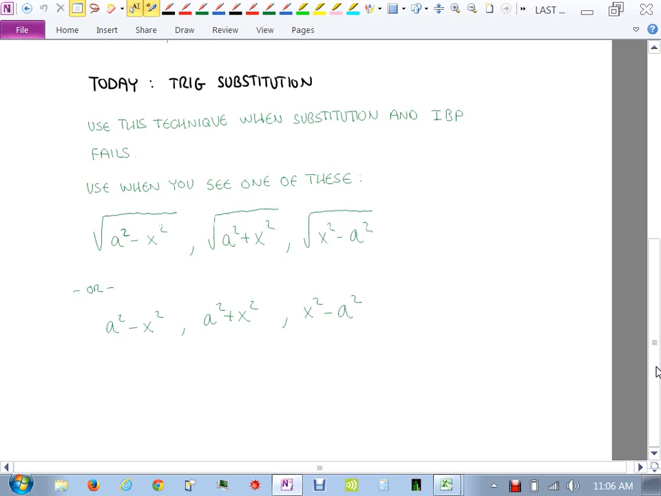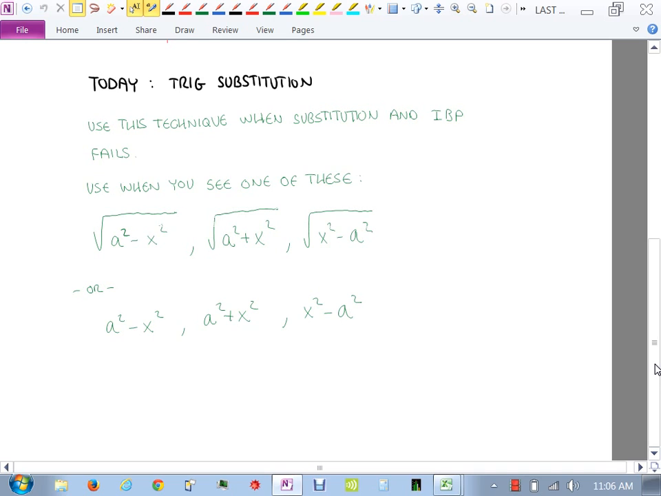Also, and the book doesn't talk too much about this, if you see any of those forms without the square roots, trig substitution may help also. All right? So we're looking for a number plus our variable squared, a number minus our variable squared, or a variable squared minus a number. Okay?